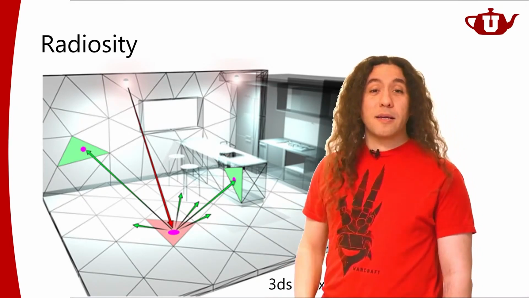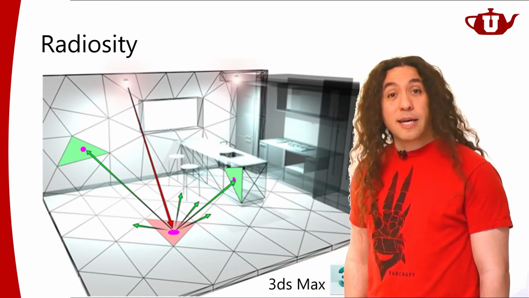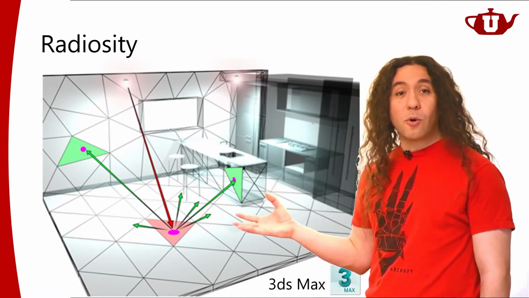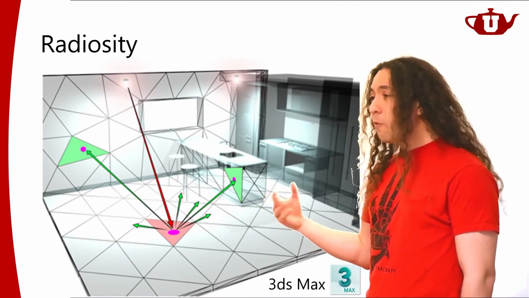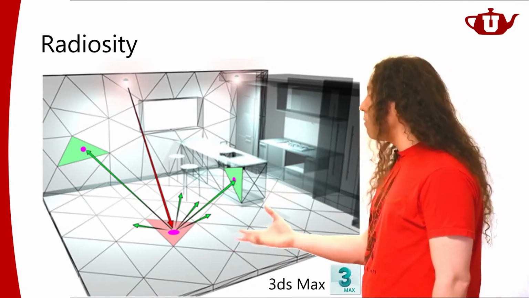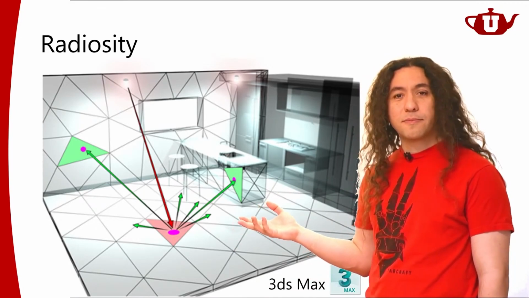So Radiosity tries to solve this problem by discretizing the scene. Then you have a finite number of elements to worry about, a finite number of surface pieces. And then it computes these form factors, and based on these form factors, it forms a linear system of equations.